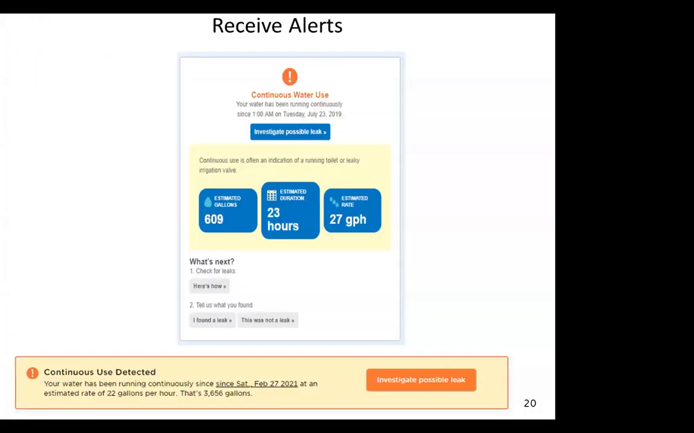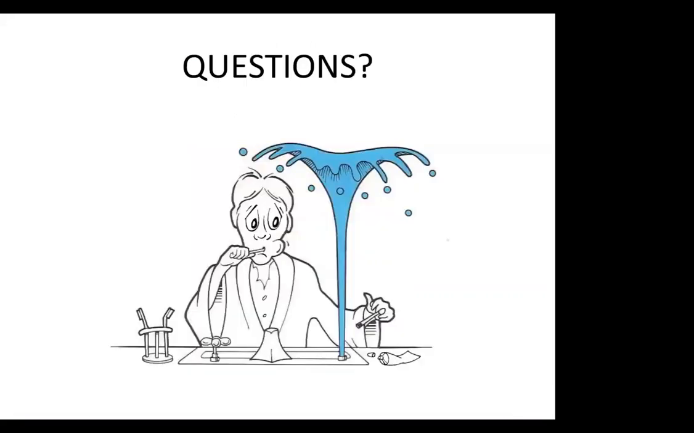Let's take a look at the next slide. This slide shows some examples of our leak alerts you could receive. The top alert is an email you might receive, and the lower alert is one you might see if you log into our portal, so that we can help identify that for you right away. This concludes the overview of our online portal and looking at water use data. Let's take a moment to take some questions.